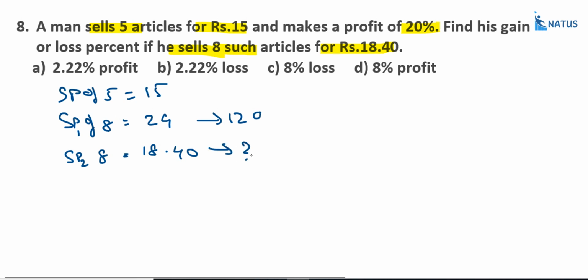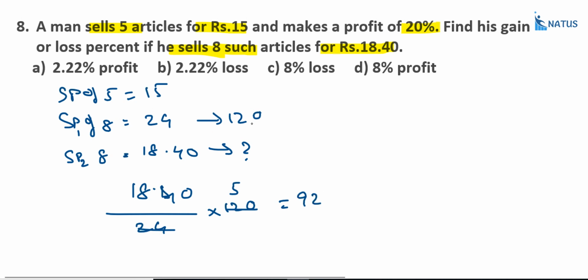Suppose this number is less than 100, that person gets a loss. Suppose this number is more than 100, that person gets a gain. So this is equal to 18.40 by 24 into 120, that is 5 times, so 5 into 18 is 90, 5 into 4 is 2, that is equal to 92. 120 represents 20% gain. 92 represents what? 8% loss. Answer option C is the correct one.